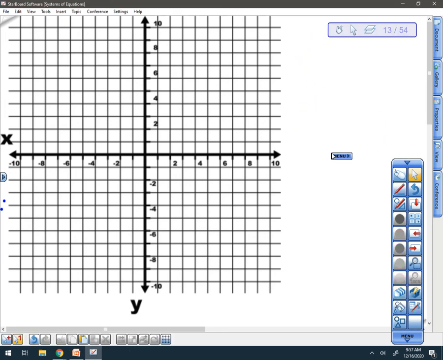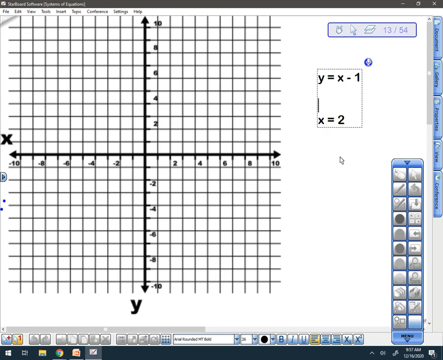We've got y equals x minus 1. And we've got x equals 2. So let's look at these. We want to find the slope. We want to find the b.